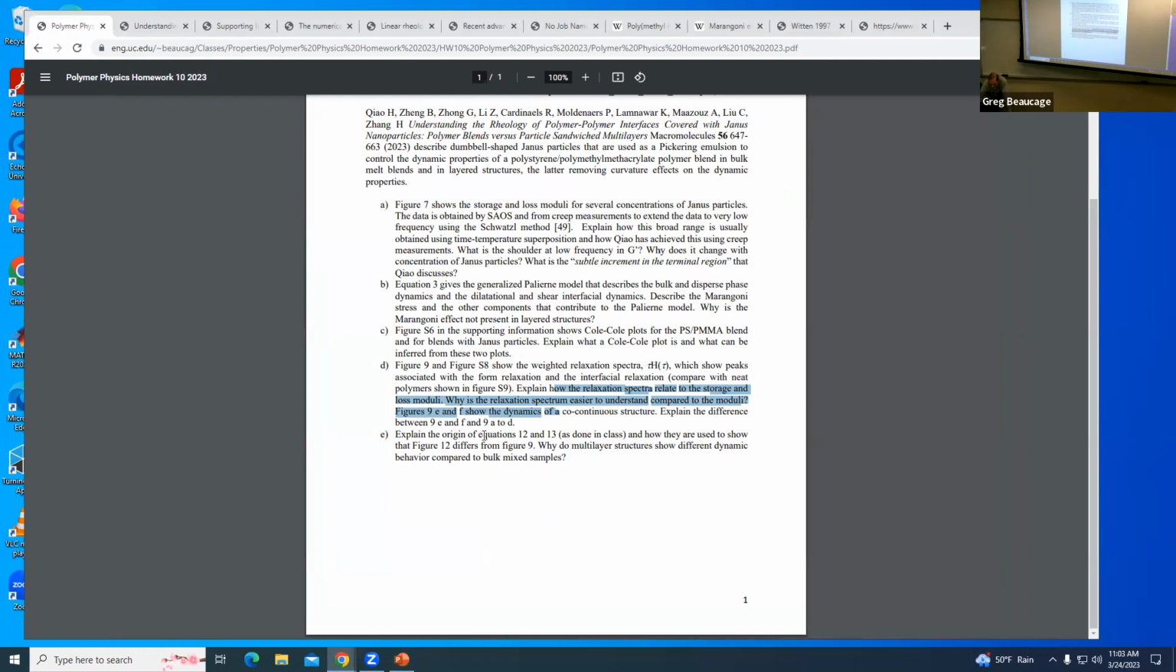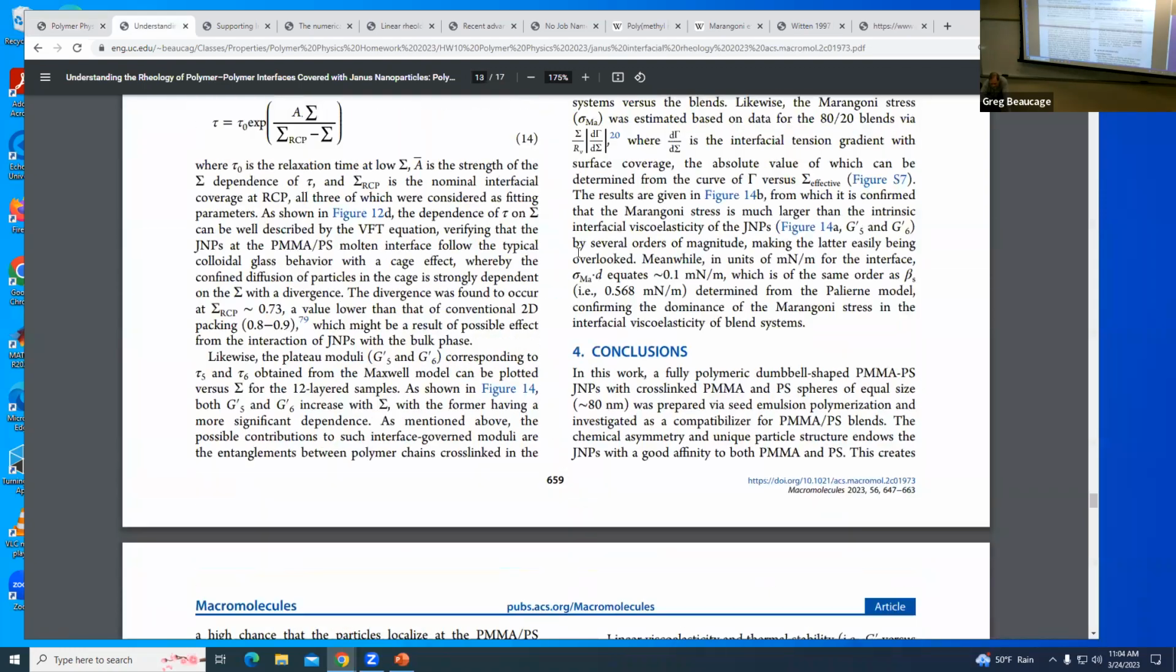And then moduli, figure 9 that shows the dynamics of co-continuous. That's where you see this Winter thing. In other words, G prime scales with frequency to a power. So that's the signature of a network, and he's saying it's the materials in networks. That's consistent. Explain the origin of equations 12 and 13, done in class, how they used to show that figure 12 is different than figure 9, a later multi-layer structure to show different dynamic behavior to bulk. So that's kind of the same thing rehashed, I think. That's 12 and 13.